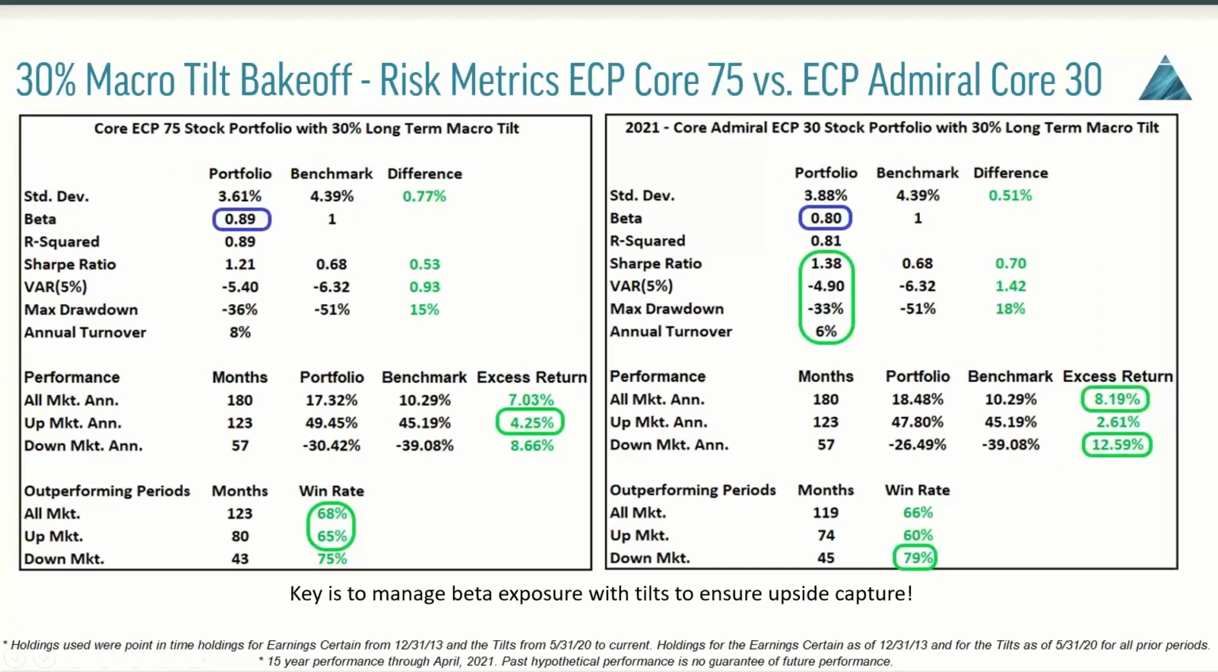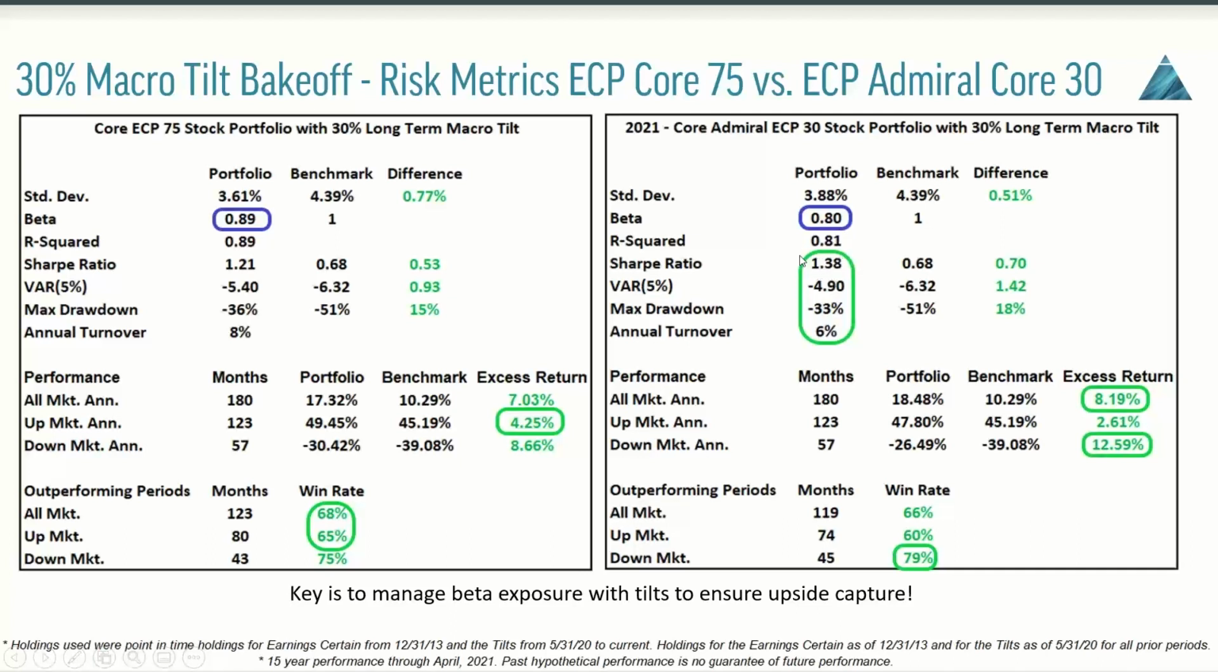So if we do a bake-off now that we've got the earnings certain Core 75 and the Admiral Core 30 both sitting at 30% baseline level macro tilts, we can actually do a side-by-side comparison. And you can see that for the 75 stock portfolio with a 30% macro tilt, you're looking at a beta of 0.89. And when you look at the 30 stock portfolio, you're looking at a beta of 0.8. And this is where it gets interesting, right? Because the Sharpe ratio is still higher for the Admiral 30 stock portfolio, even though it has a beta of 0.8.